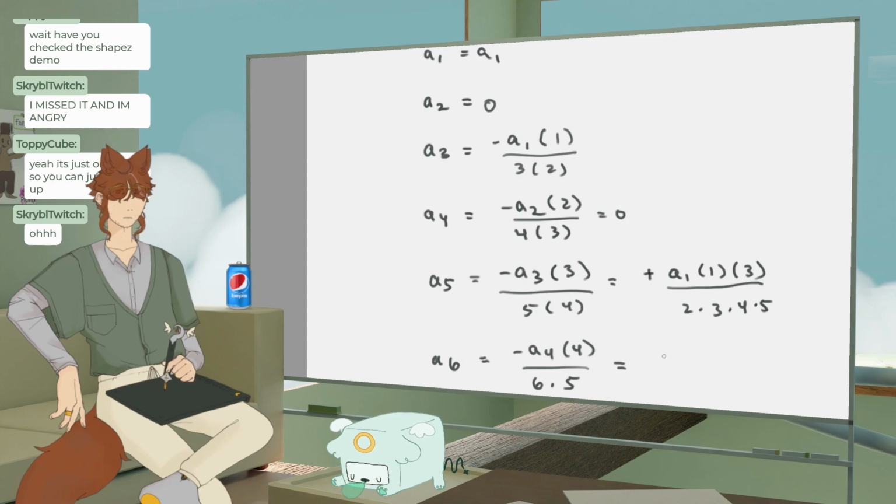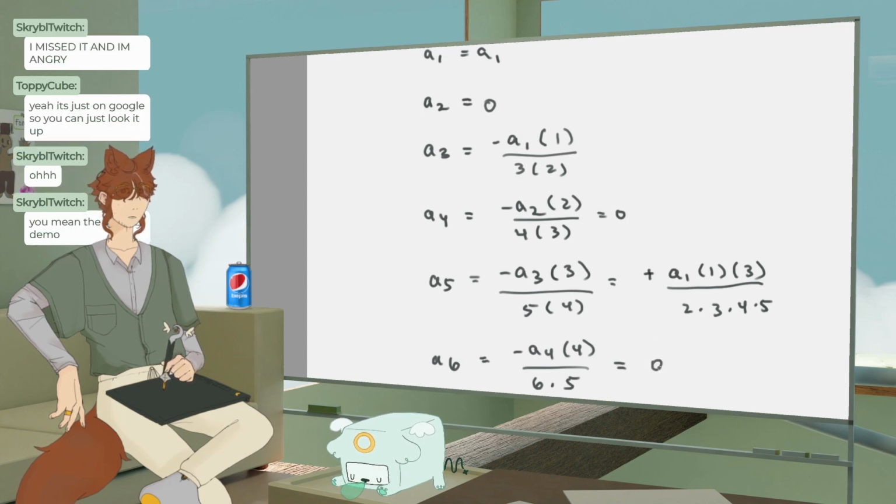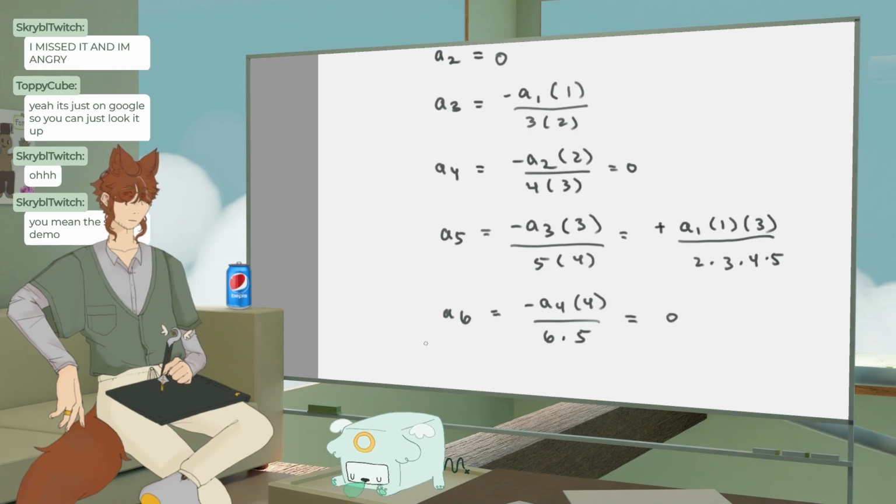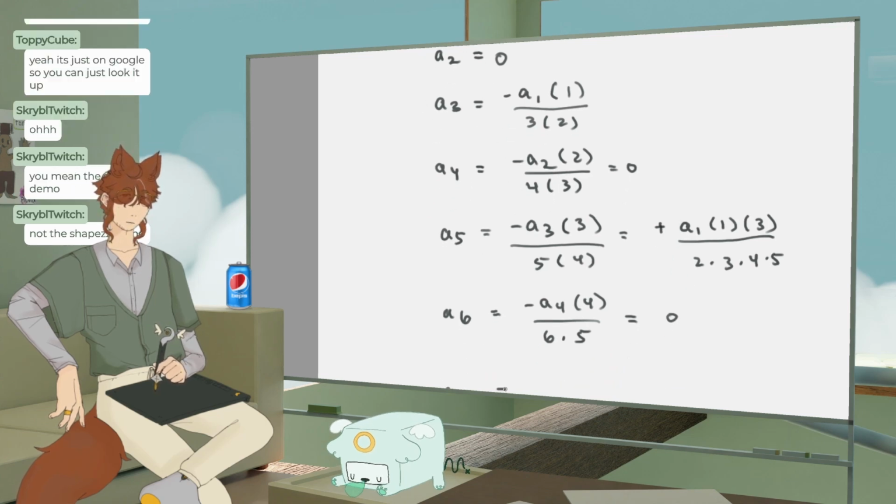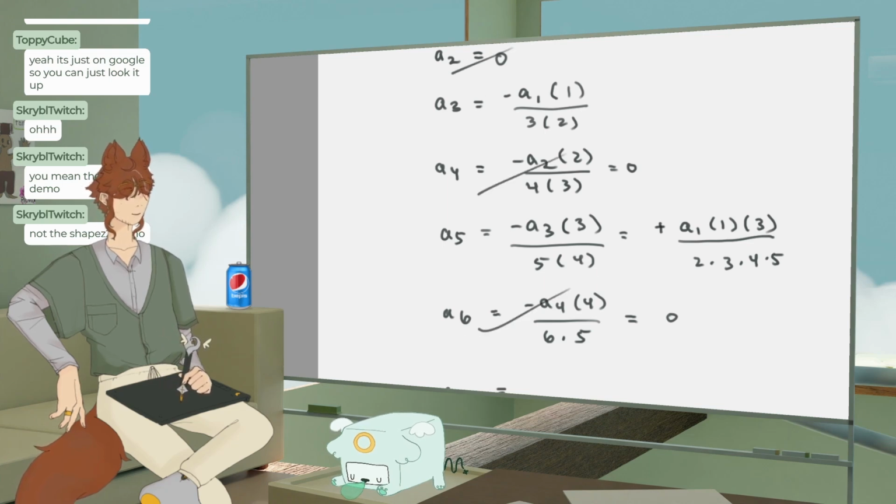A4. Okay, so this is negative A2. Oh, that was 0. Oh, back off. Are you kidding me? These are gonna be so 0. Wait, there's 0 every other one. Oh my god. 1, not the Shapes 2. It's just on Google. I missed it, and I'm angry. Wait, missed what? It took me enough of these to realize that that's what that was.